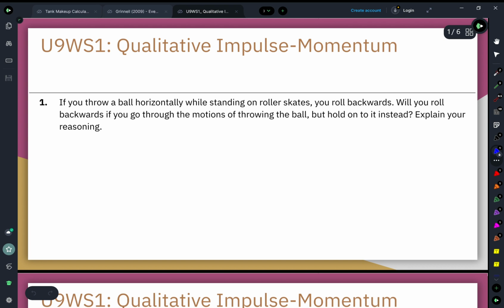So, what we're told is that if you are standing on roller skates and you throw a ball, you roll backwards. So I'm going to draw what that is visually going to look like. Right here, this is going to be our initial condition, holding onto the ball. Then after that, I'm going to be showing the person throwing the ball. We are told in this scenario that when the ball travels in one direction, the person is going to travel in the other.